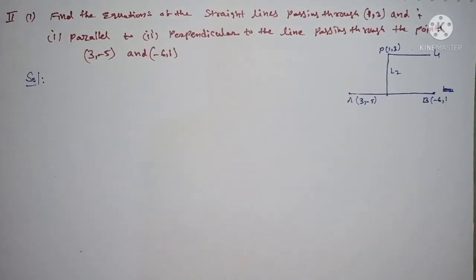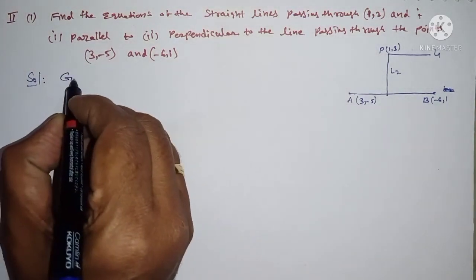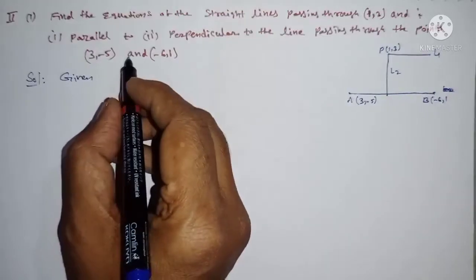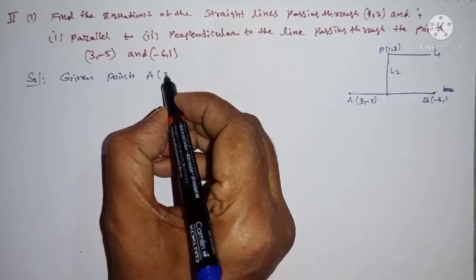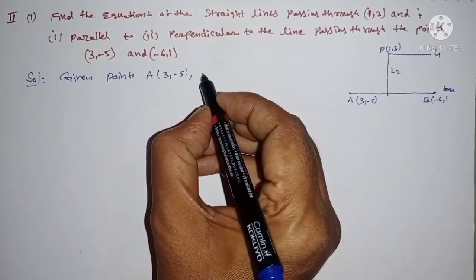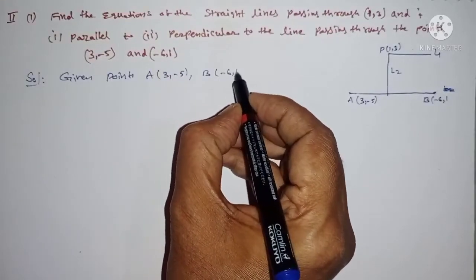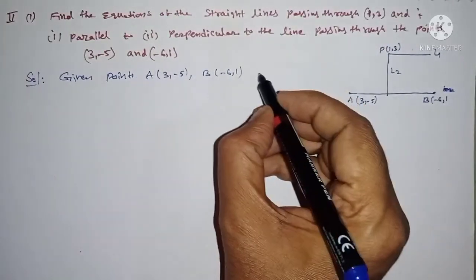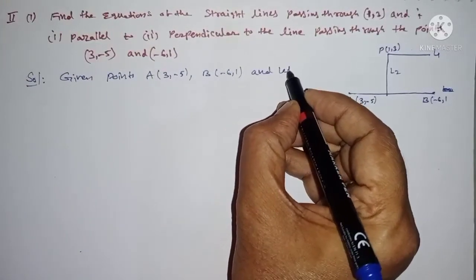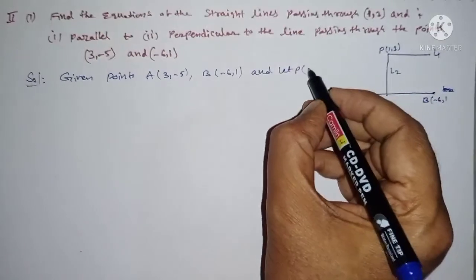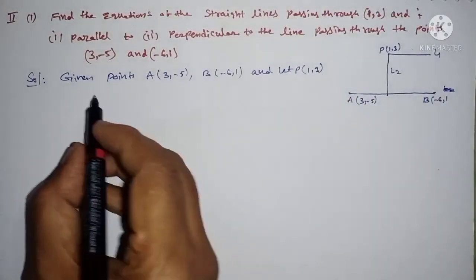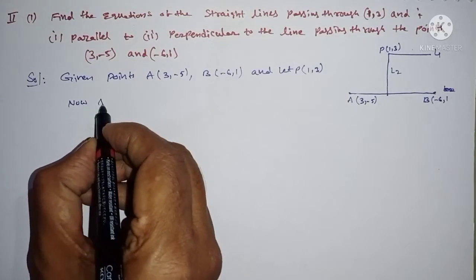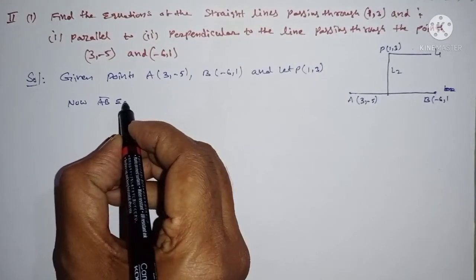See, the solution is: given points A of 3 comma minus 5, B of minus 6 comma 1, and let P be 1 comma 3. Now, how can I write the AB line equation?